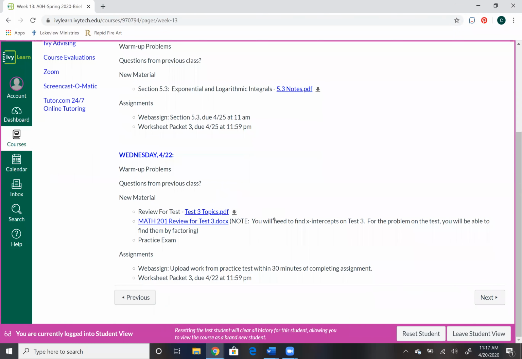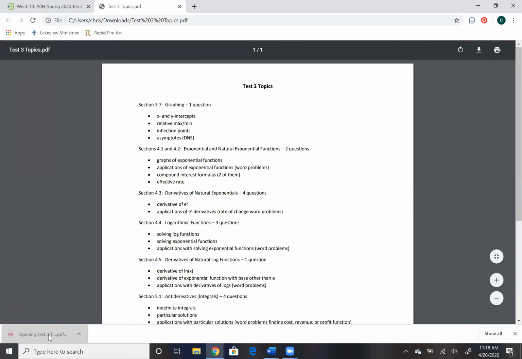On Wednesday, it says new material here, but there isn't really any new material. Wednesday is going to be reviewing for the test. So one of the things I added to Ivy Learn last week is this test 3 topics. I can pull that up real quick. Take a look. It doesn't give all the content for every section, but it gives you bullet points just to refresh your memory of what we worked on in every section.